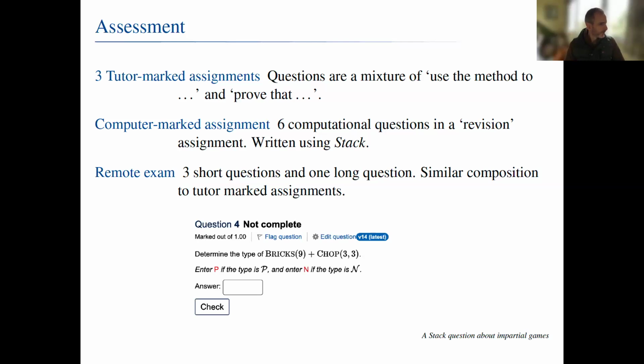And then, of course, besides this, most of the assessment is done in a remote exam, as is the way with quite a lot of the modules at the Open University. And in that case, on the game theory part, there'll be 3 shortish questions and then 1 longer question. So again, the short questions would usually be fairly routine things where we expect most people to get the marks, and then the longer question can get progressively harder and more demanding as you get towards the end of it. As I say, similar composition to the tutor marked assignments.